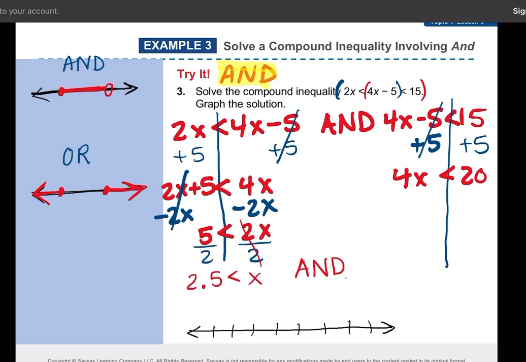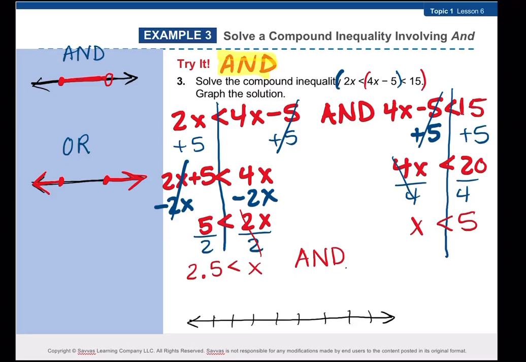And then divide both sides by 4 to get rid of the 4 times x, and I have x is less than 5. I'm going to double check really quick that I didn't divide by a negative or multiply by a negative. I did not. So I think my answer is complete.